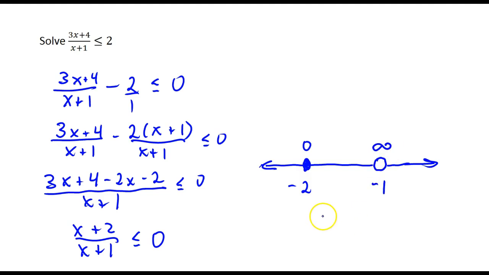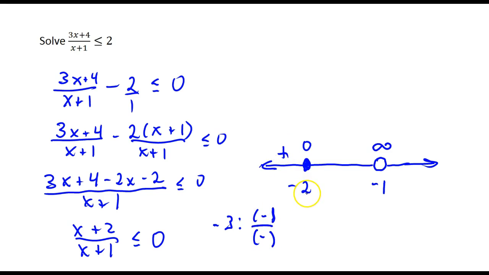All right, so let's test our regions. Let's put in a number to the left of -2, like -3. Okay, so if I put in -3, the numerator becomes negative, and the denominator is also negative. A negative over a negative is positive.